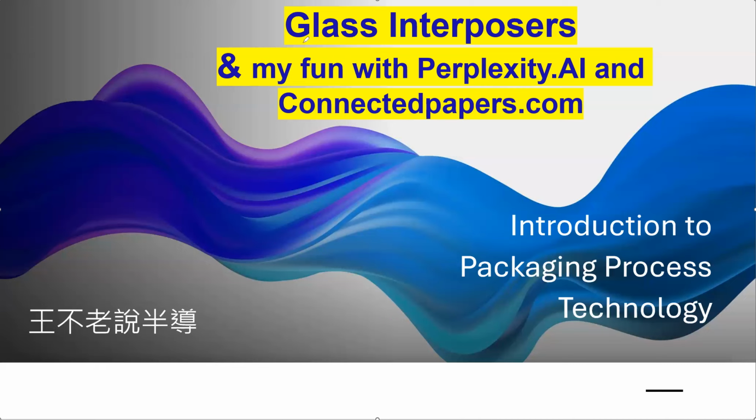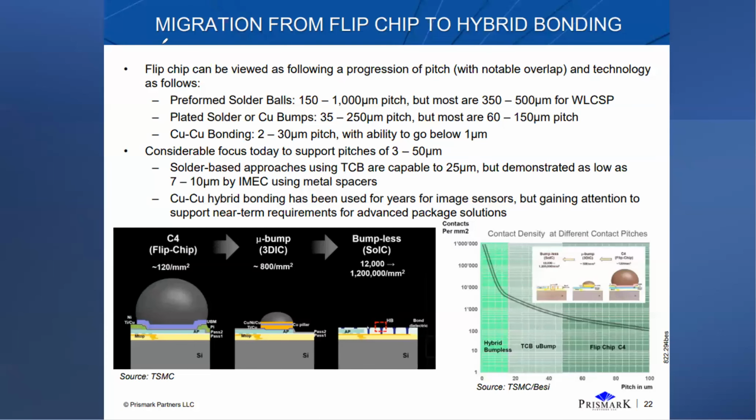Okay, so today's topic is glass interposers. If we look at the migration from flip chip to hybrid bonding, I'd like to show you this picture on the bottom left. C4, the flip chip, is 100 bumps per millimeter square, and moving to micro bump it's about 7-8 times more, 800. So that is the micro bump.